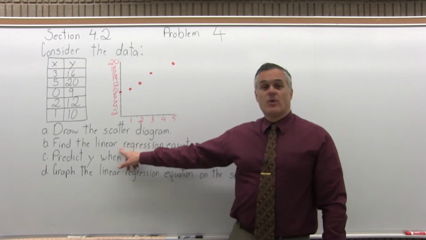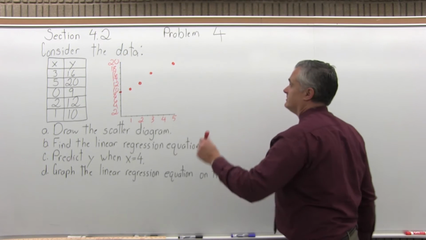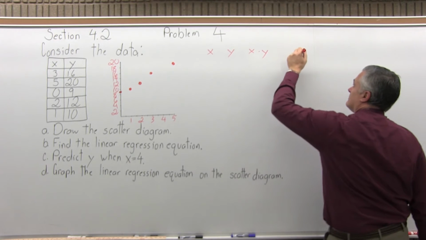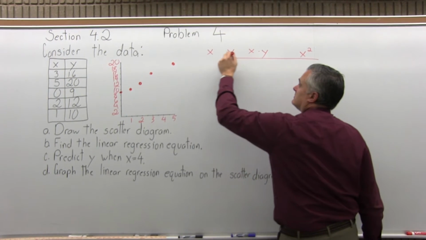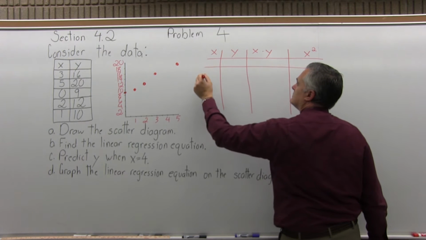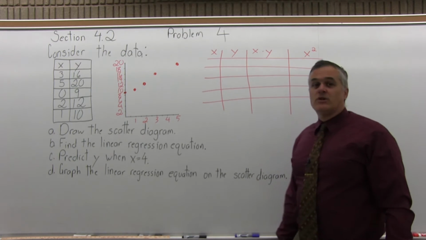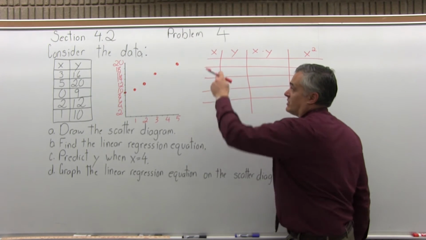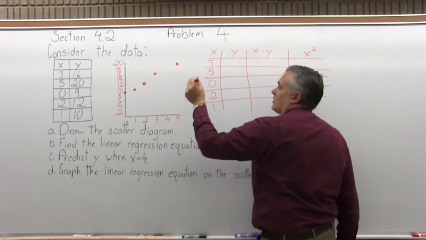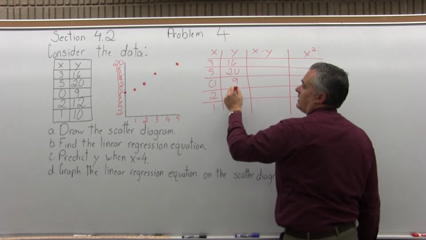Part B, find the linear regression equation. Find the equation y equals a plus bx. This is a multi-step process. The first step is fill out the chart. Your chart is going to be x, y, x times y, and x squared. So there are 4 columns to fill in. The first 2 you can just copy from the question. The x values are 3, 5, 0, 2, 1. The y values are 16, 20, 9, 12, and 10.